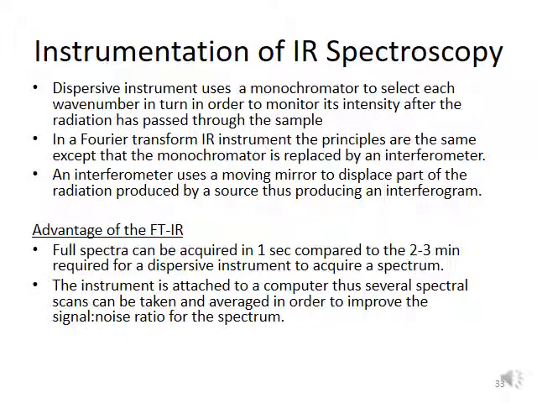Okay, so in dispersive infrared spectroscopy, they use a monochromator to select each wave number. But in Fourier transform infrared, they replace the monochromator with an interferometer. For the interferometer, we can investigate whether the instrument is good or not by referring to the interferogram. So here are the advantages of FTIR.